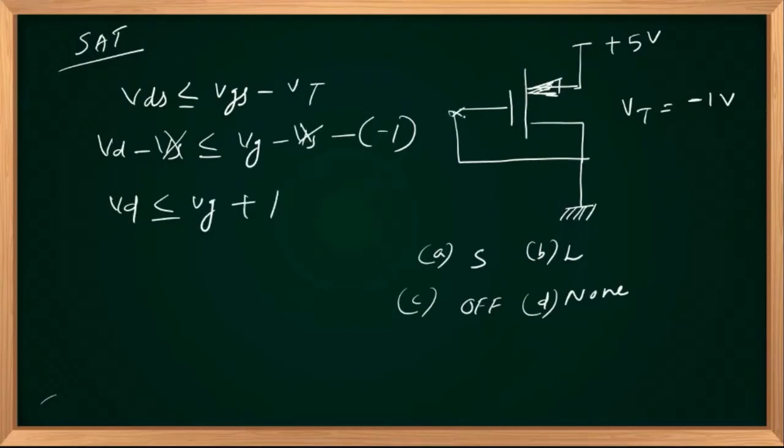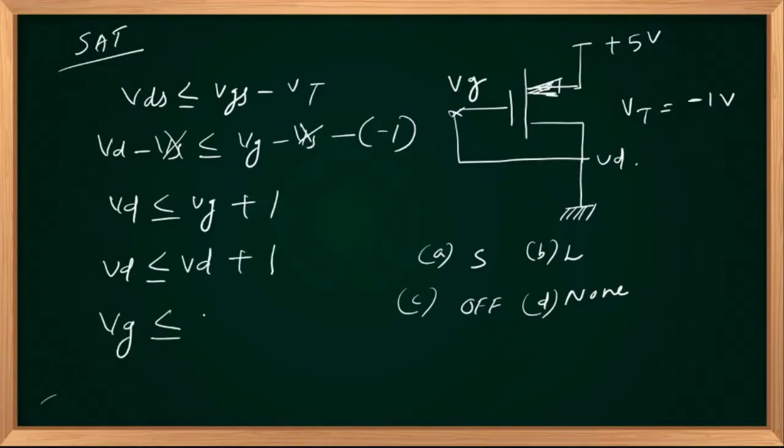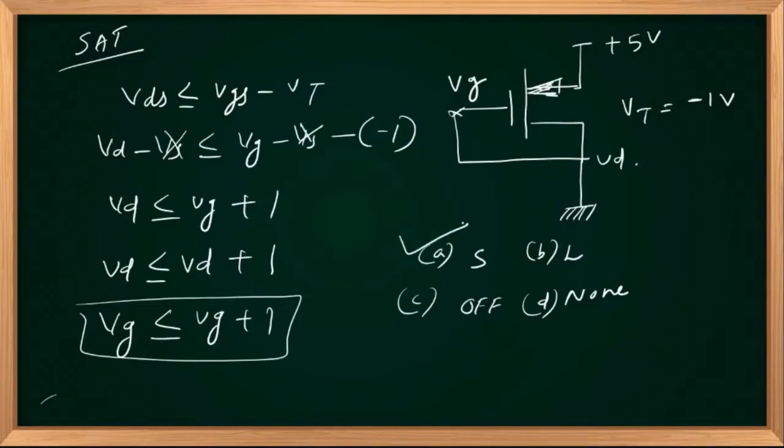VD and VG are same. This is VG, this is VD, and both are grounded. So VD is less than or equal to VG plus 1, or VD equal to VG, VG is always less than or equal to VG plus 1. That equation is satisfied. So this is in saturation. The transistor will be on definitely.